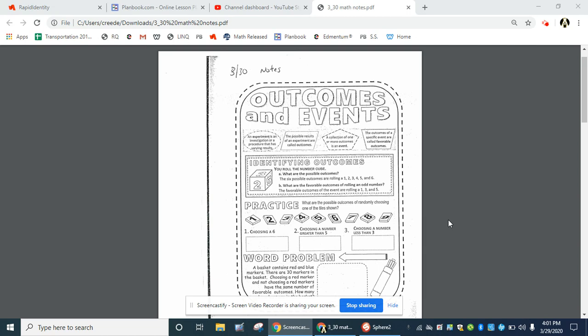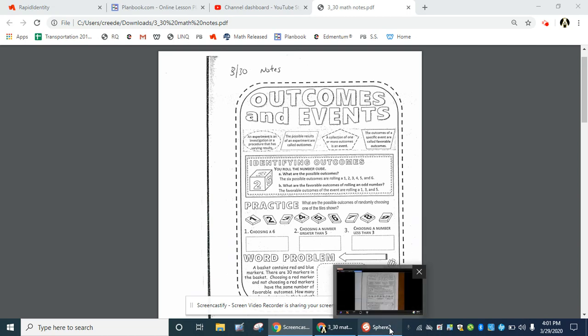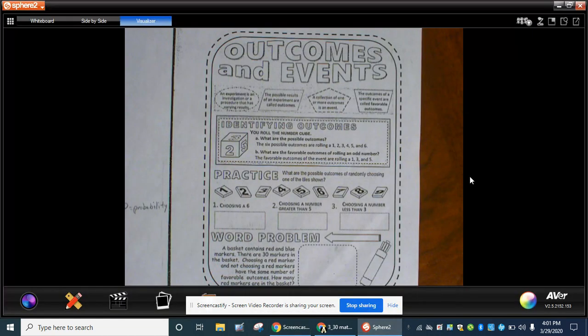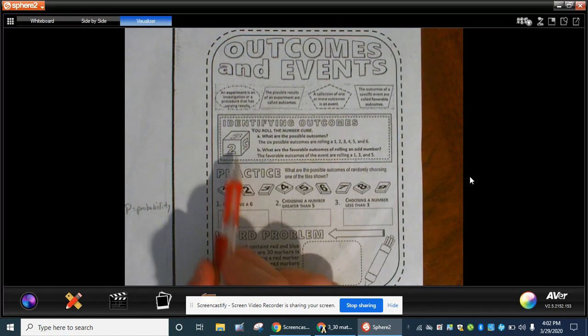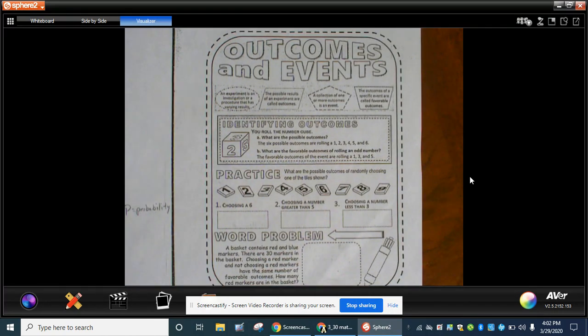All right, I'm going to switch over to a new page so I can write with you guys. Identifying outcomes: we're going to roll a number cube. Remember, a cube has six sides, so there are six possible outcomes. I could roll a one, two, three, four, five, or a six. Those would be the possible outcomes of just rolling a cube.